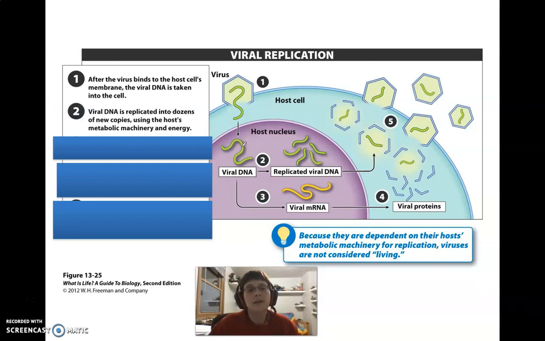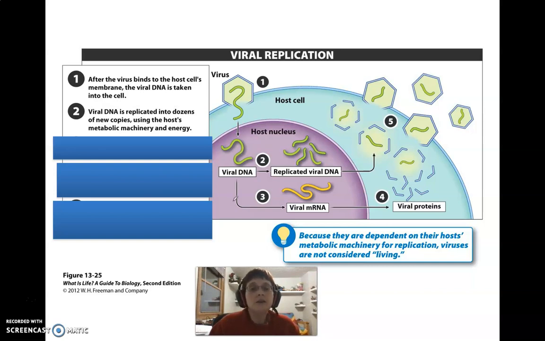Then we're going to have the cell itself take that viral DNA, and it's going to make copies of it. So it's going to use the cell's own energy, own materials, and it's going to have it make copies of its DNA.